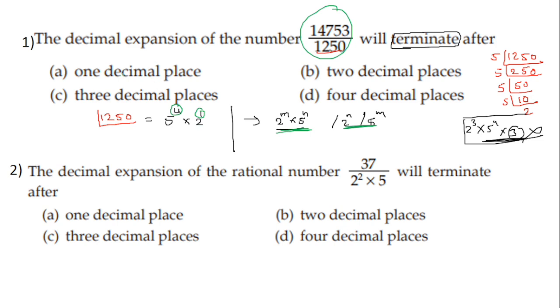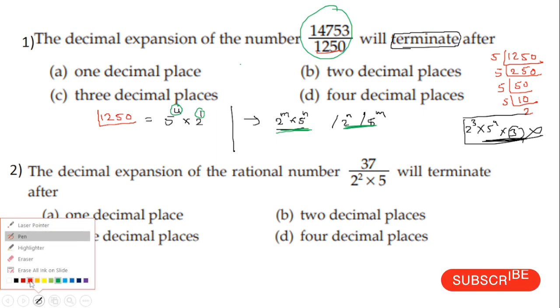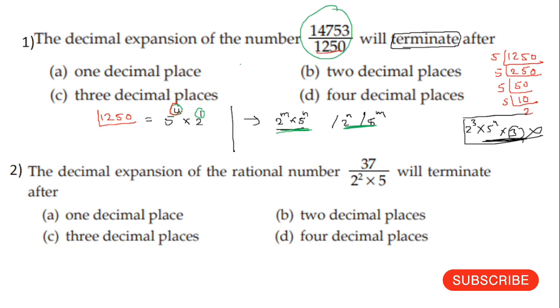But our question is how many decimal places will be there in that decimal expansion. So the maximum power that is there, that many decimal places will be there. Here the maximum power is 4 and 2 is having 1. So we will consider 4. Therefore our option D, 4 decimal places. This rational number 14,753 upon 1,250 consists of 4 decimal places in its decimal expansion.